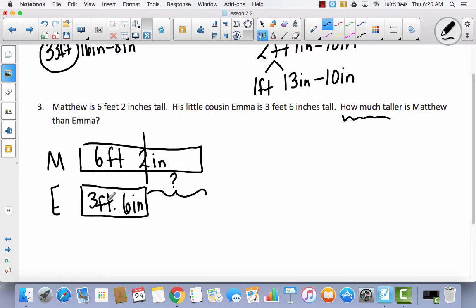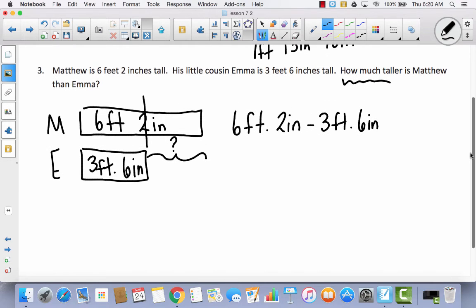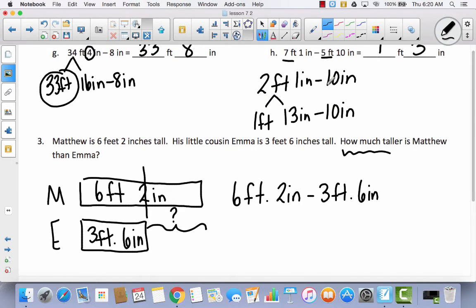How much more is here for Matthew than there is for Emma? So what would I do with my information here to find out how much taller? Would I add? Would I subtract? Would I multiply? Well, I would subtract, right? So I would take 6 feet 2 inches and I would subtract 3 feet 6 inches. I want you to try to solve this problem all by yourself. It's very similar to what we just did right up here. I want you to look at this strategy and see if you can figure it out, and then come back and let's compare.